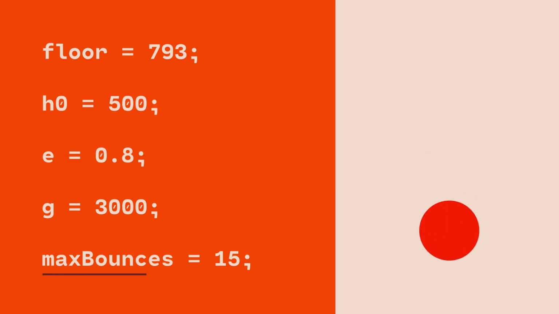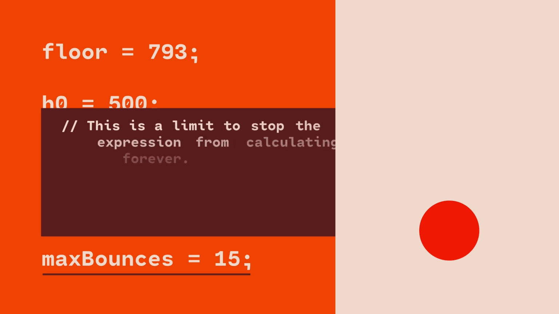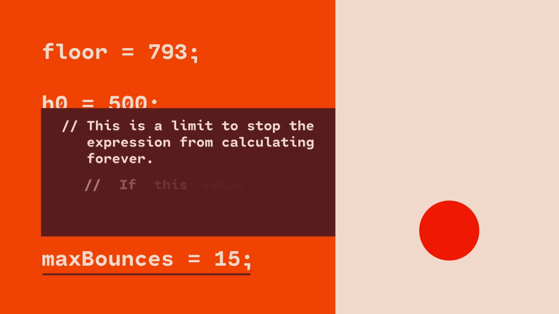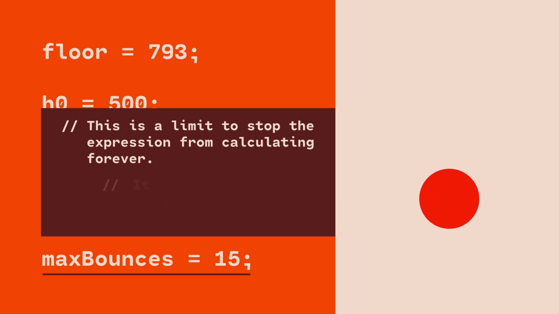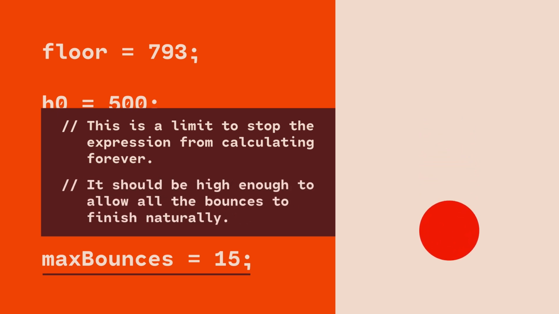Fifth, max bounces. This is a limit to stop the expression from calculating forever. If this value is too low, the object may stop bouncing suddenly. So it should be high enough to allow all the bounces to finish naturally.